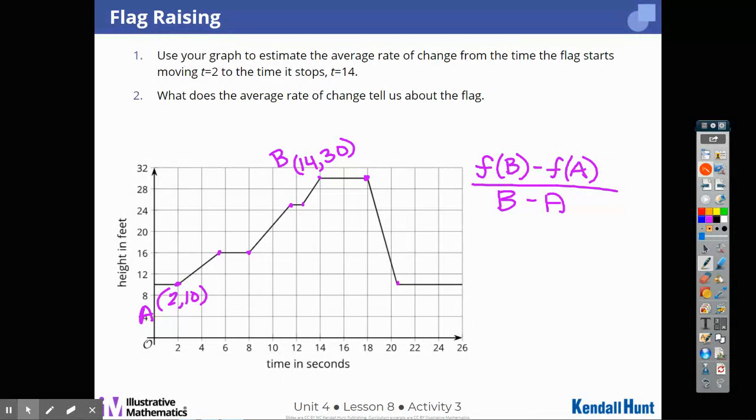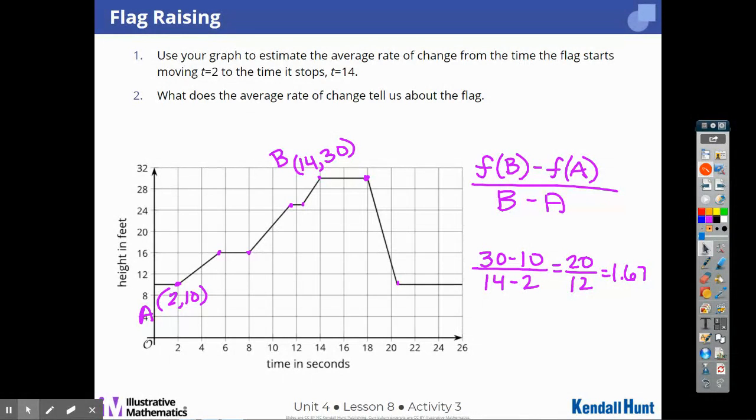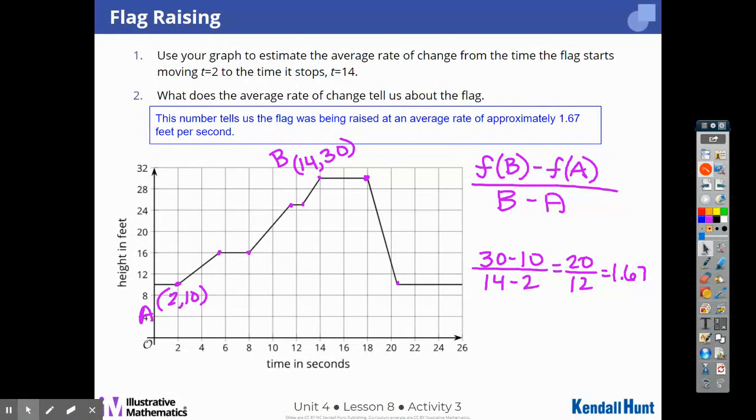So we have 30 minus 10 divided by 14 minus 2. So you get 20 over 12, which is 1.67. So that tells you that it's increasing at a rate of 1.67 feet per second. And so that's how fast we know that the flag was being raised up.